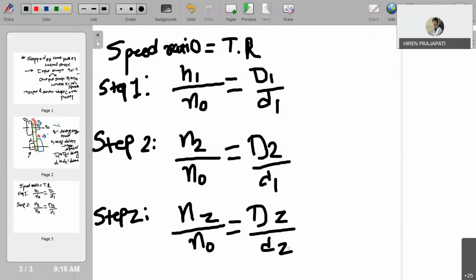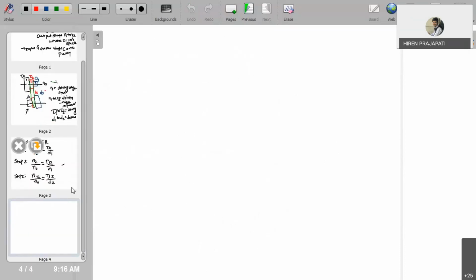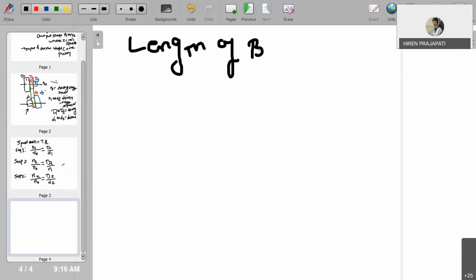So this is what the speed ratio or the transmission ratios. Now, if our condition is length of belt is same for all these pulleys, then length of belt remains constant. So the equation of length of belt is what? Suppose it is a straight belt drive, then it is pi.